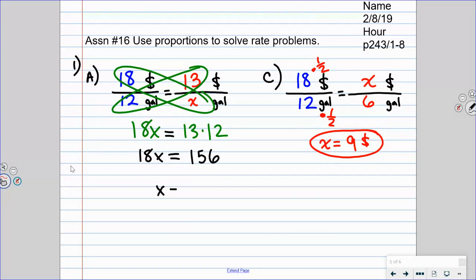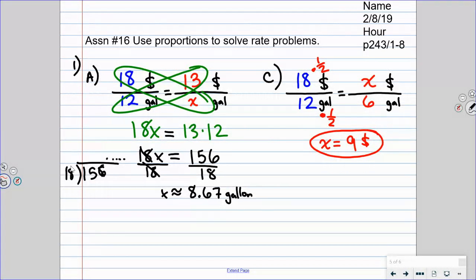And of course, we want to know what x is, so what should we do to both sides? Well, let's undo multiplication with division. And in this case, I'm going to be honest, not so pretty, and no calculators. So we go off to the side, 156 divided by 18. And yes, it will go to certain decimal places. In this case, I got about, not exactly equal, but about equal to 8.67 gallons of gas.